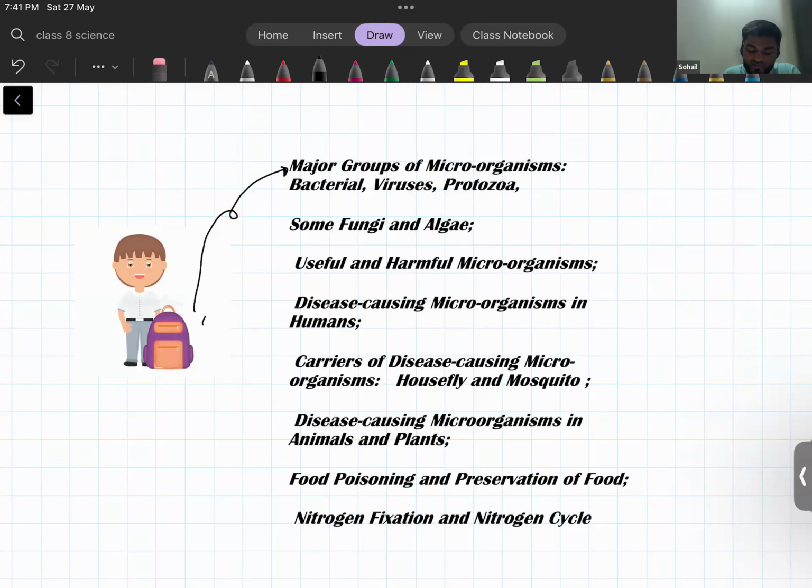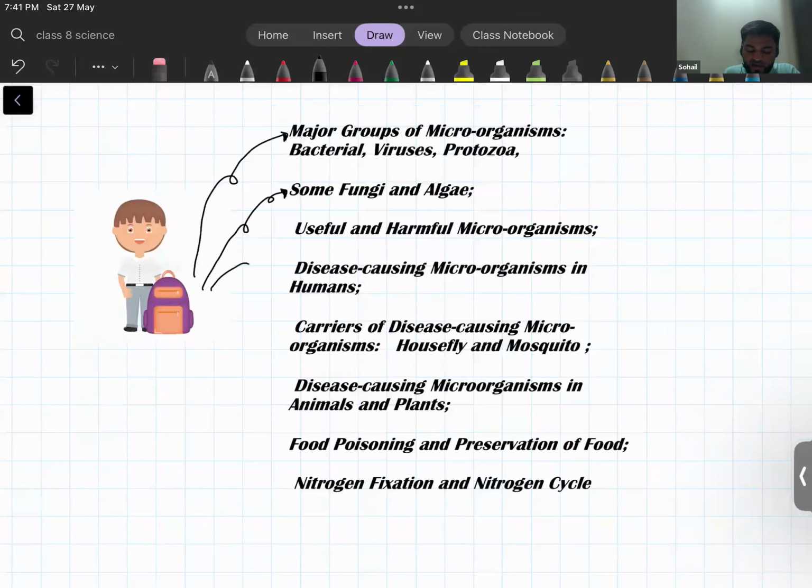And we will also be discussing some of the fungus and algae. You must have seen bread mold. Fungus. And you must have seen algal bloom on water bodies. So there's a green layer of some plants that covers the water bodies. That is called algae. We will discuss that. And we will have a look at useful and some of the harmful microorganisms.